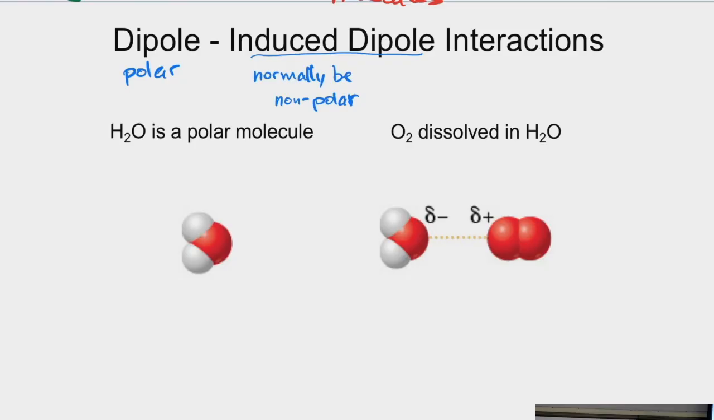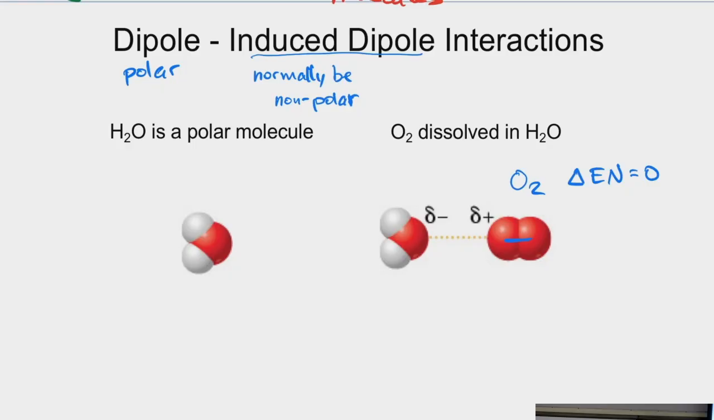O2 is nonpolar, right? If you take a look at O2, we have a bond here, but the electronegativity on both sides of that bond is the same. It's oxygen on one side and oxygen on the other side. So there's an equal sharing of electrons, right? The delta electronegativity is 0. So it's normally nonpolar. But as we just learned, we can distort that a little bit if we put it next to something that has a dipole moment. And water certainly does.